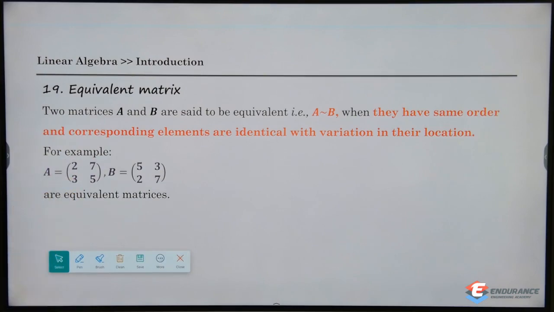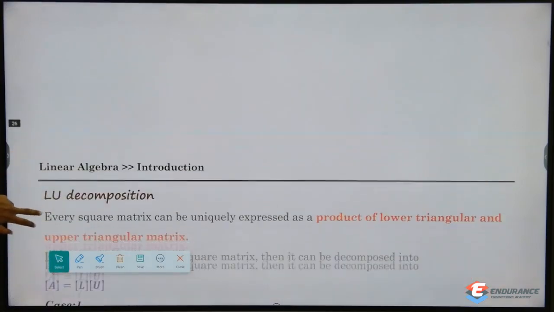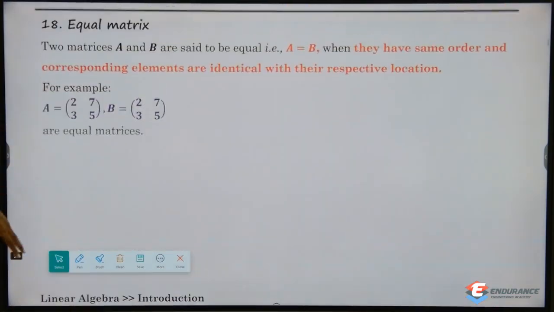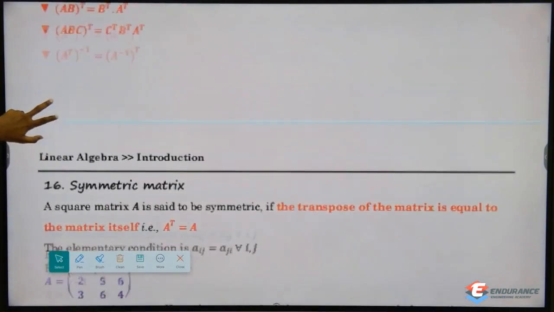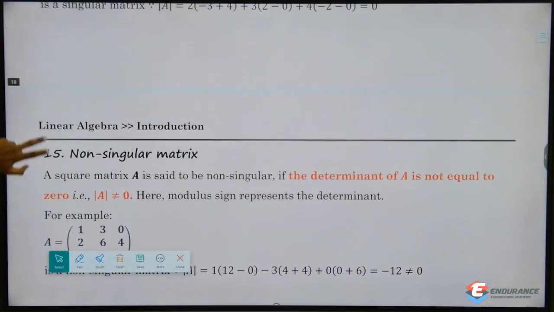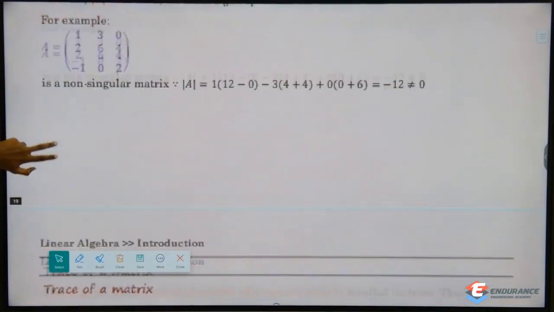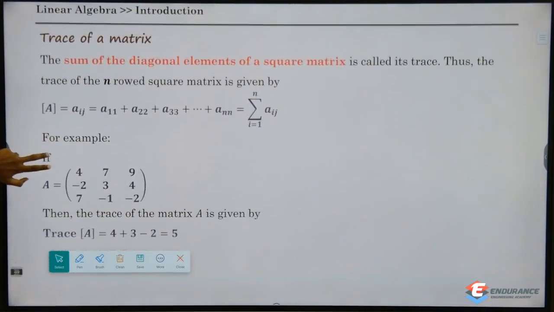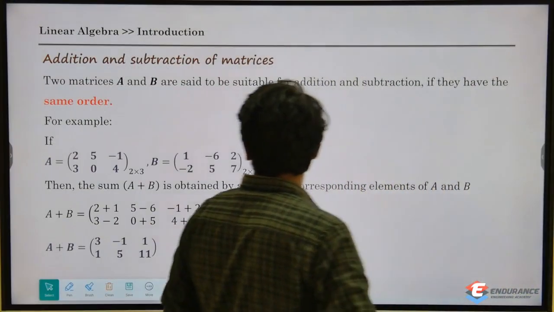Okay, value decomposition you will see through problems. Okay, first copy this. From where? Here, singular, non-singular or trace. Yeah.